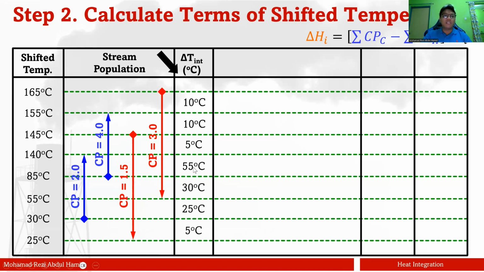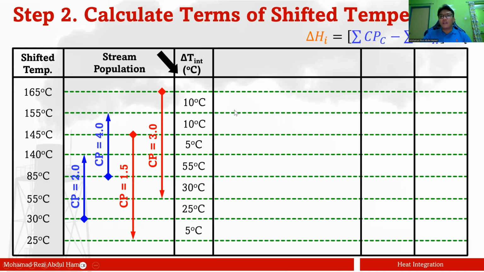145 to 140, the interval is 5. 140 to 85, the interval is 55. From 85 to 55, the interval is 30. From 55 to 30, the interval is 25. And then from 30 to 25, the interval is 5. So in step number 2, you need to complete this whole table. But first things first, calculate the first 3 columns, which are shifted temperature, stream population, and the temperature interval between each shifted temperature.